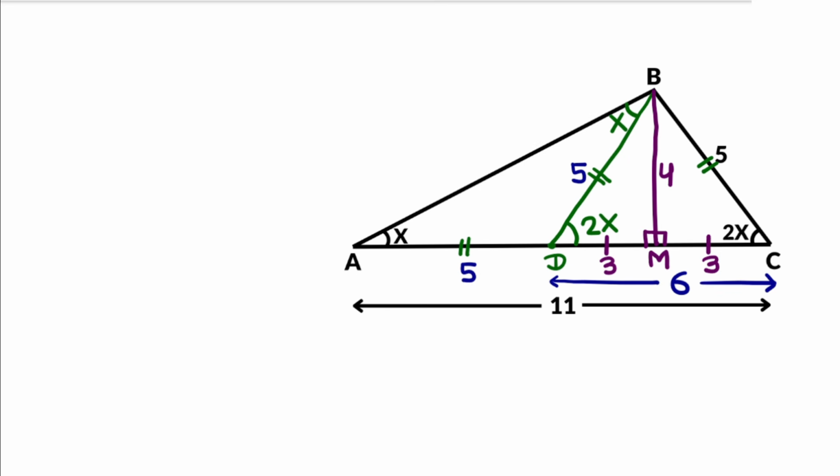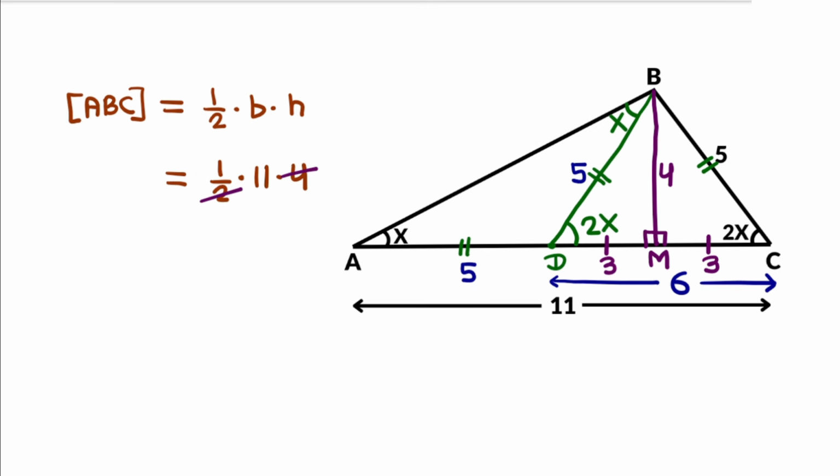Now for the final step. The area of triangle ABC is equal to 1/2 multiplied by the base multiplied by the height. The base is 11. The height is 4. So the area equals 1/2 times 11 times 4. 1/2 times 4 is 2, and 11 times 2 is 22. So the exact area of the triangle is 22 square units.